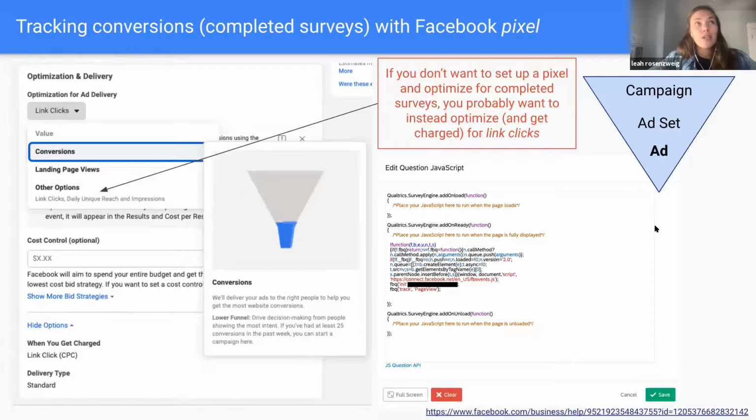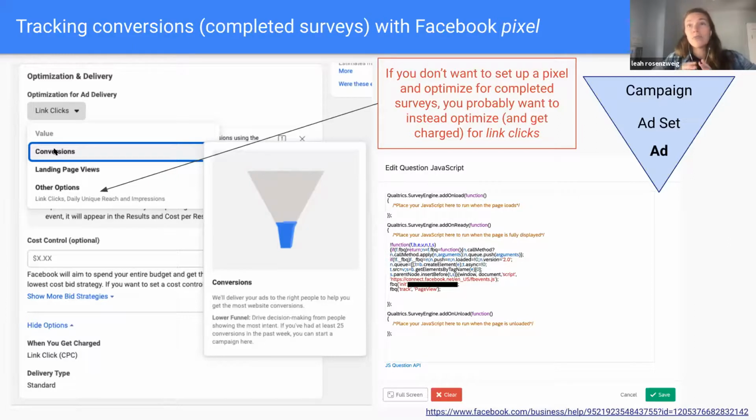Okay, so then you might also want to think about tracking conversions. Here I'll talk about completed surveys with a Facebook pixel. This is a really nice feature of Facebook. Again, when you're setting up the ads, there's this optimization and delivery section, and you can optimize for link clicks, which would be, I think, the second best thing to do if you didn't want to set up a pixel or for whatever reason, if you couldn't add this to your survey.